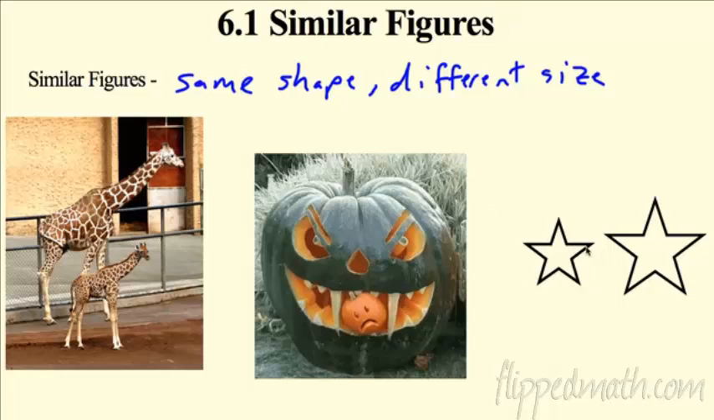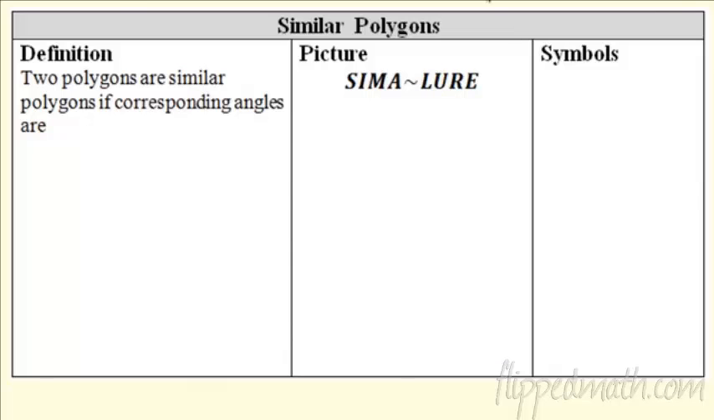Fantastic. So here's a little star. It's the same exact star, I just made it bigger. Same thing with the giraffes. So you may see some similar figures out and about. Let's get the formal definition of it. That's really what we're talking about this entire chapter. It's a quick one, only 3 sections.